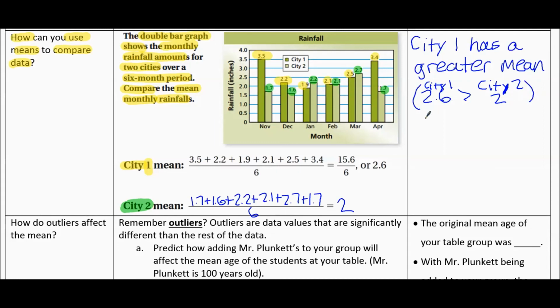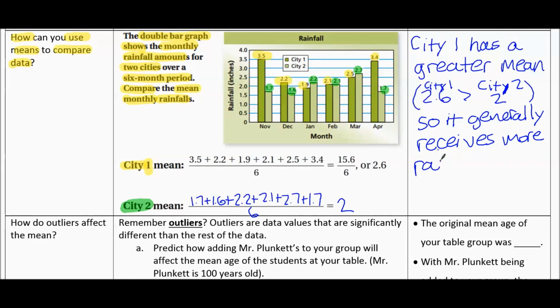City 1 has a greater mean, so it generally receives more rainfall each month.